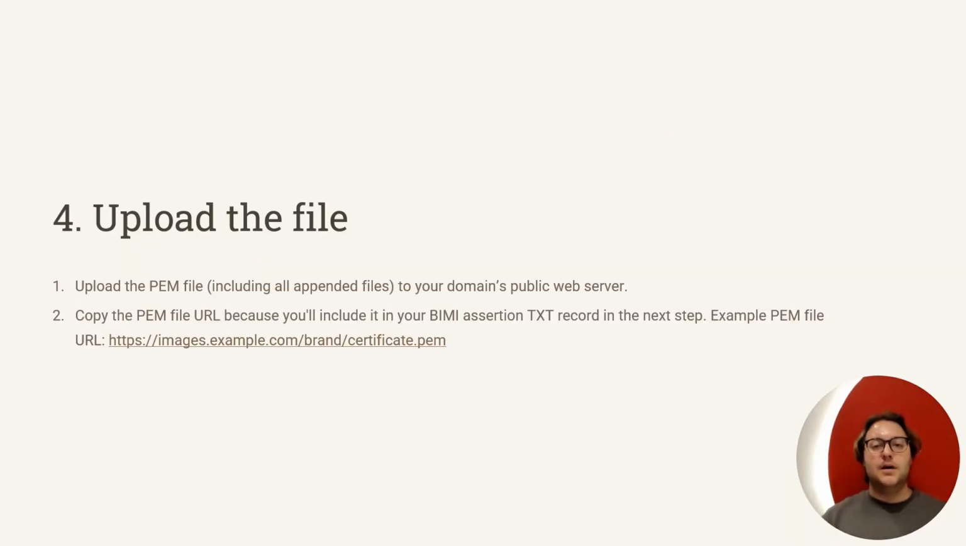Next, you will want to upload the PEM file, including any appended files, to your domain's public web server. Copy the URL for the PEM file, as you'll need to include this in your BIMI text record next. Below is an example of what a PEM file URL might look like. Make sure to have this URL ready, as you'll need it for the next step in the process.